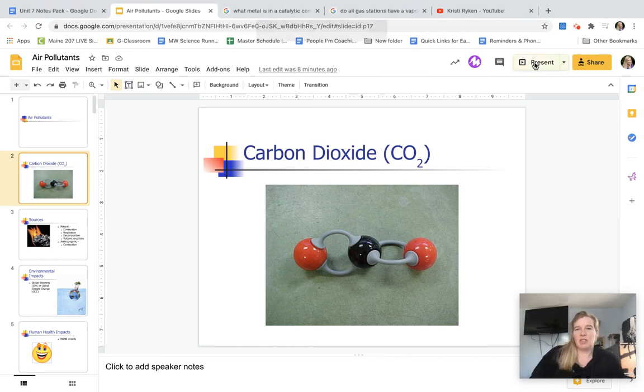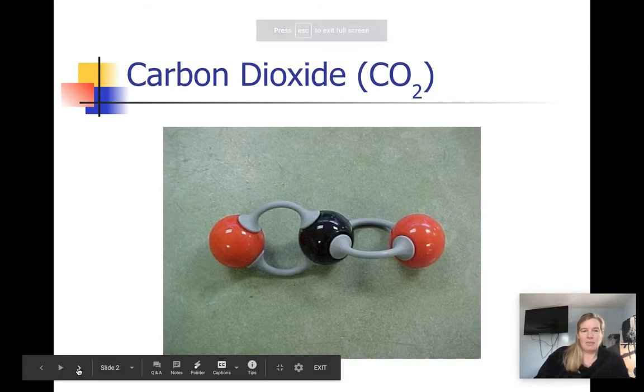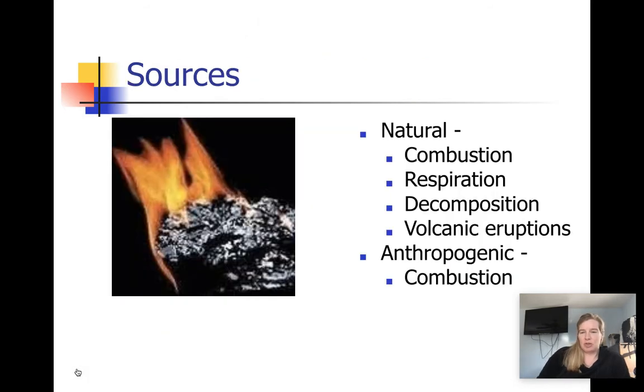So this video is going to talk a little bit about carbon dioxide. Carbon dioxide is a gas that has many sources. Its current levels are a little bit over 400 parts per million in the atmosphere. So it's a very small percentage of our atmosphere, but it is a very significant percentage. Life as we know it wouldn't exist without carbon dioxide.